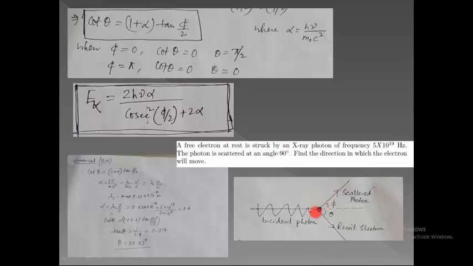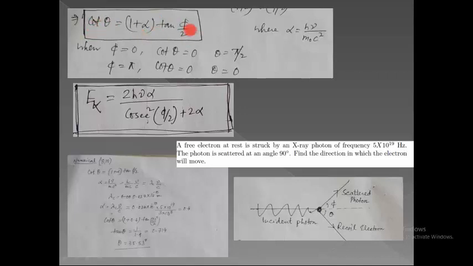This photon angle, this phi, has been given as 90 degree. Find the direction in which the electron will move. At what angle will the electron move? That means they are asking to find theta. You have to calculate theta. So phi is given, and the frequency of the incident photon or incident light is given. You have to calculate theta, so you need this formula.